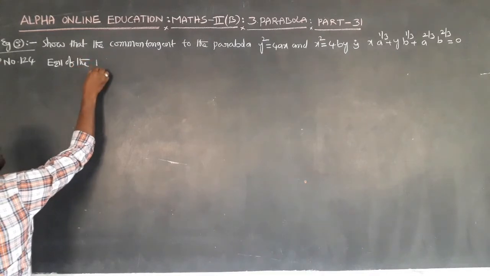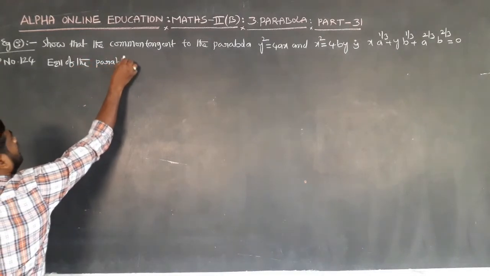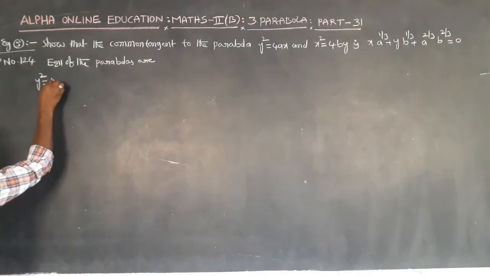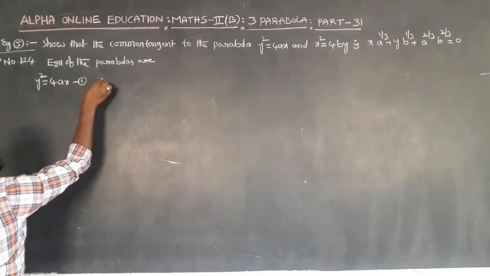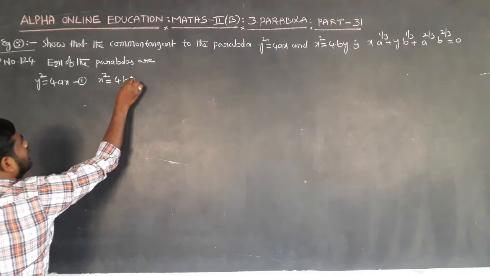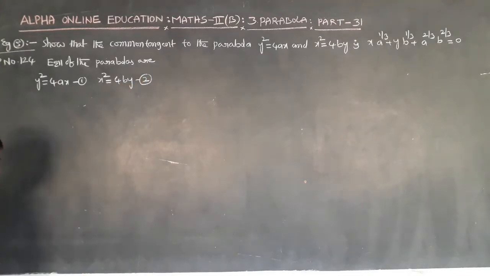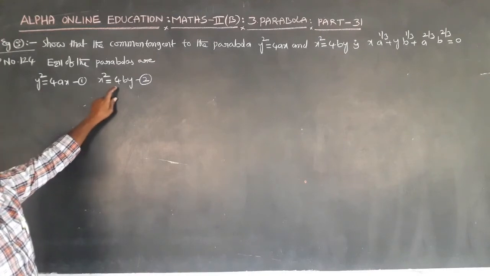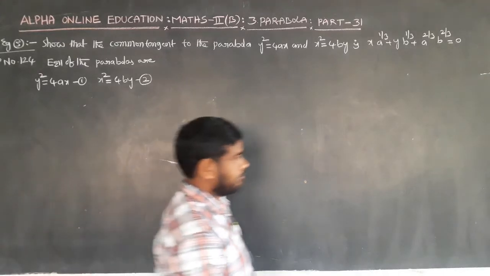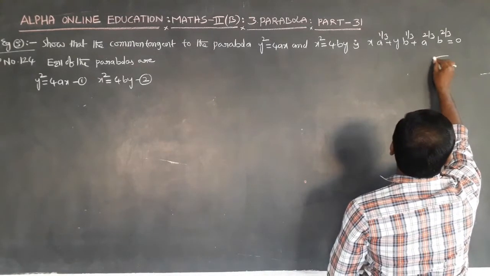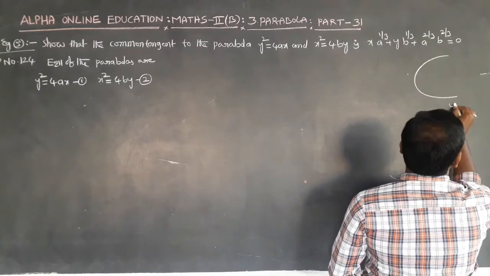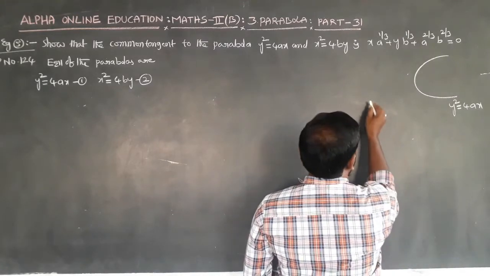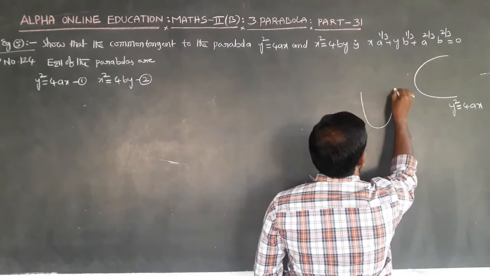Equation of the parabolas are, first one is y square is equal to 4ax and second one is x square is equal to 4by. Here given parabolas, y square is equal to 4ax and x square is equal to 4by. This is the equation of the parabola y square is equal to 4ax. This is the parabola x square is equal to 4by.